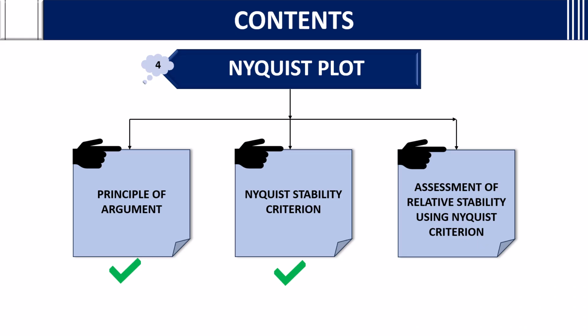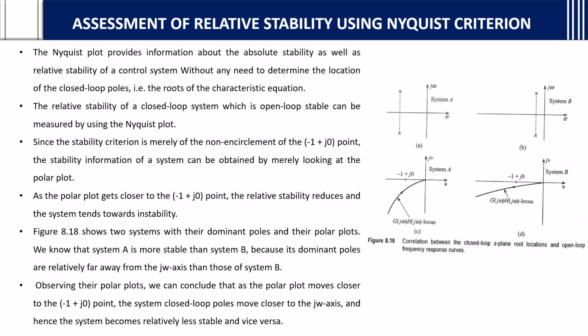Under Nyquist plot, we have already seen two concepts, that is the principle of argument and the Nyquist stability criterion, and how to draw the Nyquist plot, and problems also we have seen. In this video, I am going to do the assessment of relative stability using the Nyquist criterion. We will see problems also on this.